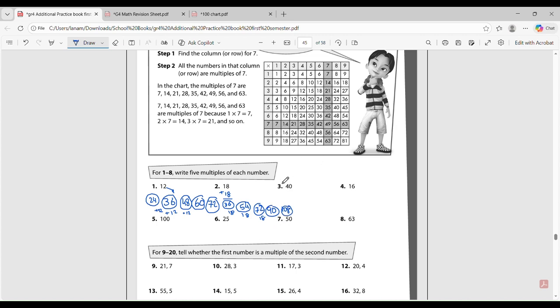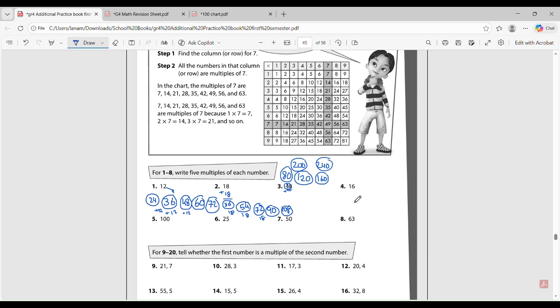Now for 40, each time I will be adding 40. 40 plus 40 is 80. Plus 40, 120. Plus 40, 160. Plus 40, I have 200. 240. By the way, for number 40, it's easy. I can just look at the multiples of 4 and then I add the 0.